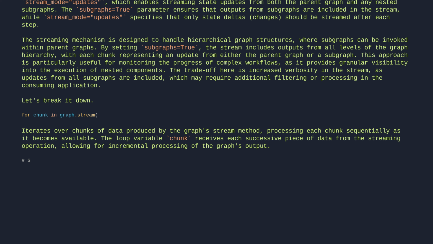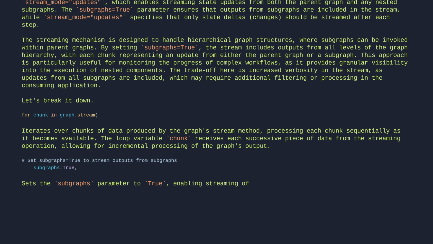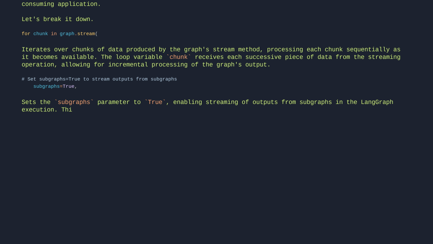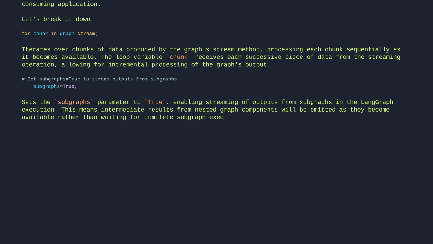Set subgraphs equals true to stream outputs from subgraphs. Subgraphs equals true sets the subgraphs parameter to true, enabling streaming of outputs from subgraphs in the LangGraph execution. This means intermediate results from nested graph components will be emitted as they become available rather than waiting for complete subgraph execution.